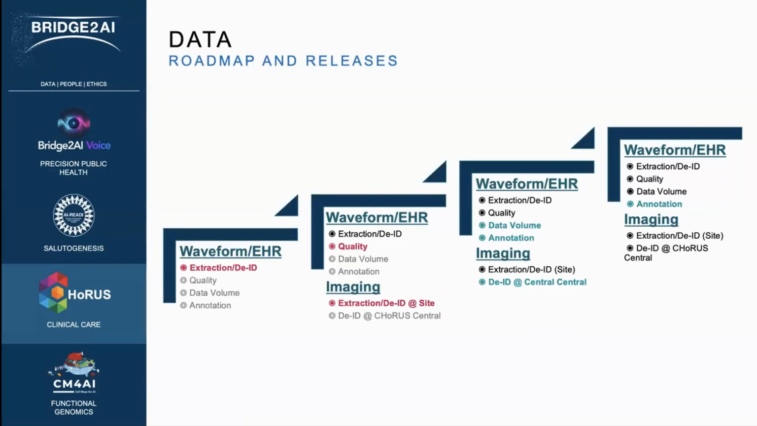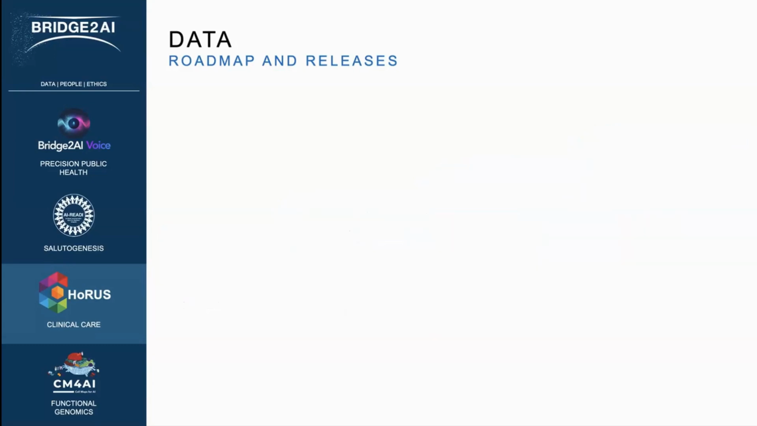So our data release in pink is what we've worked on at each stage. We're at the third stage now, and those teal areas are what we're going to be working on: building the volume in our data set, starting to annotate central DID of the radiology images that are de-identified for headers at the sites, and so on and so forth.